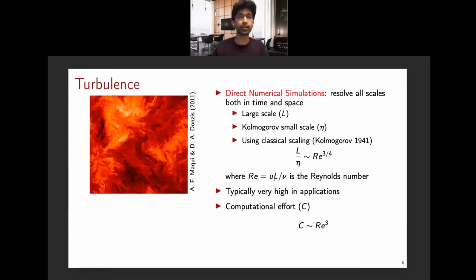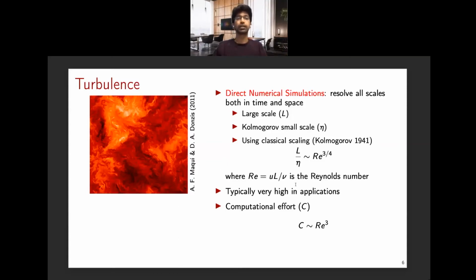Next, this Reynolds number is typically high in practical applications. You can expect something of the order of 10,000 to 20,000. Currently, even if you take the simplest isotropic turbulence, we are able to reach only up to around 2,000 Reynolds number. This is in terms of Taylor microscale.